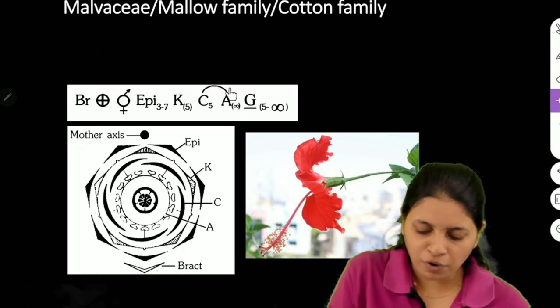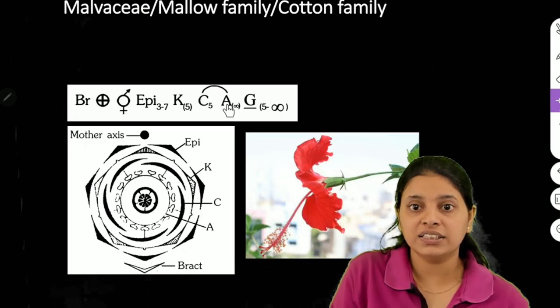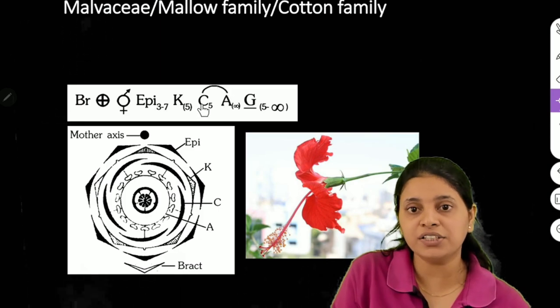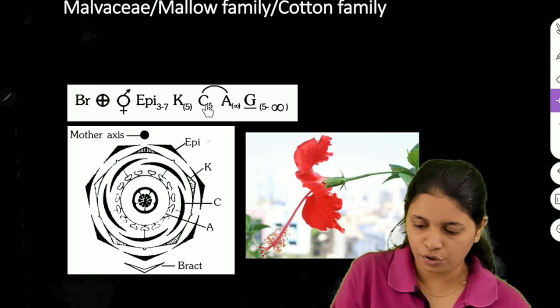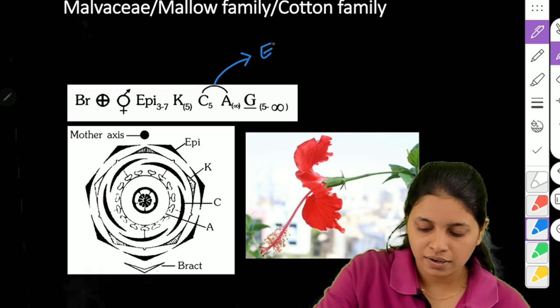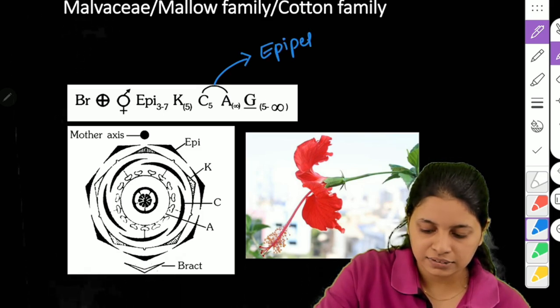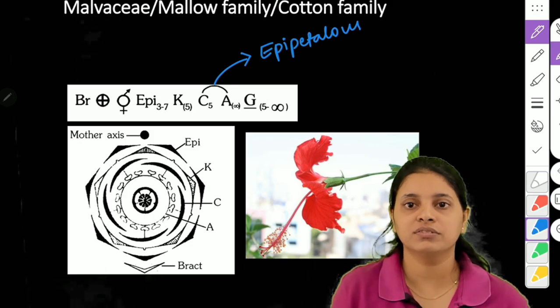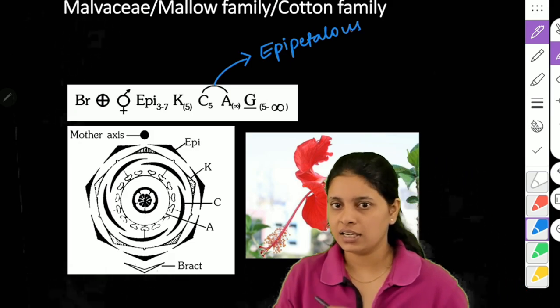Okay. What about this? The stamens in androecium are united with the petals of corolla. So this is epipetalous condition. What is this? Epipetalous condition.